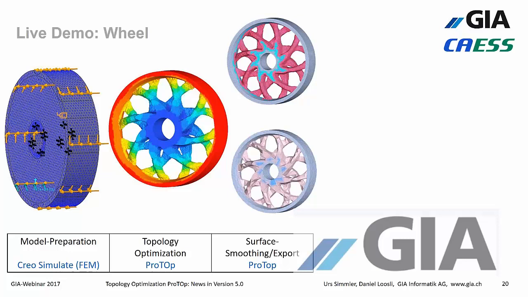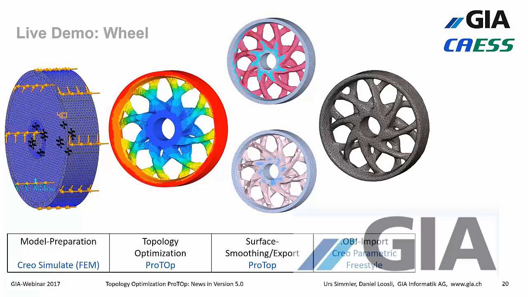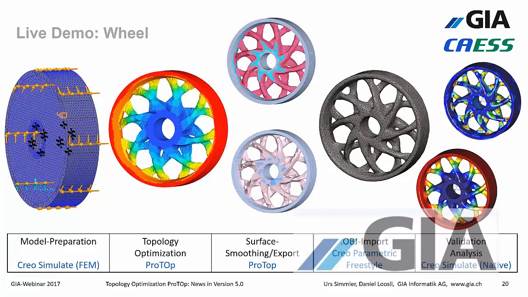I will show the new interface and also the surface smoothing capabilities and exporting this OBJ file. We will import the OBJ file in Creo Parametric Freestyle again and then do validation calculation in the FEM tool Creo Simulate.